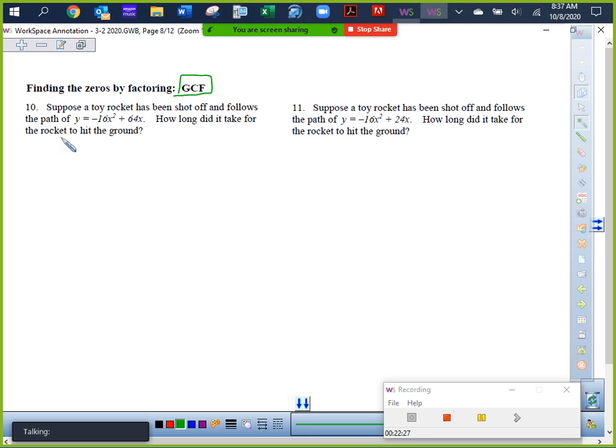So we want it to hit the ground again. So that means that the height, which is y, is going to be 0. And what we'll do is we're going to just take out the GCF, because doesn't each one of these terms totally have x's in them, right? They both have x's. So we can at least factor out some x's. Maybe some numbers also. Find the biggest number you can. Forget about signs for a second. The biggest number you can that goes into both 16 and 64.